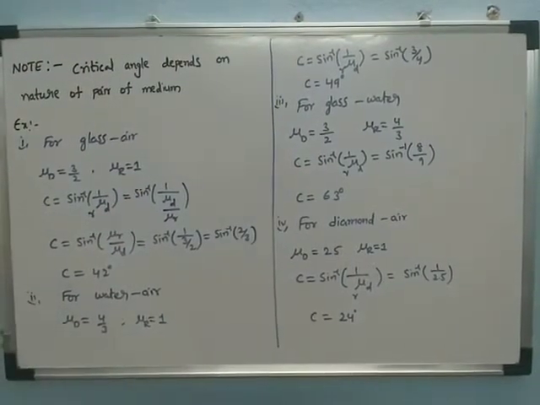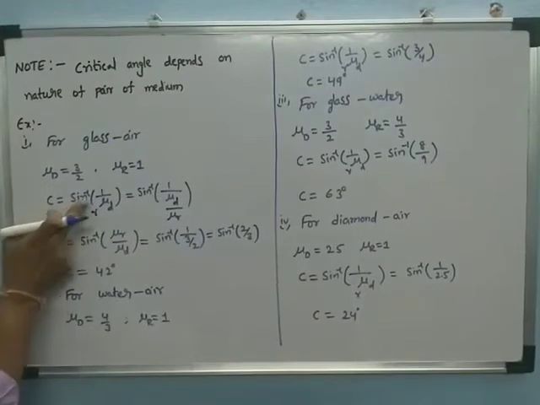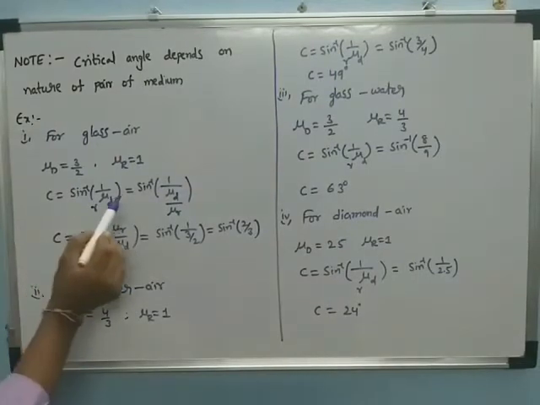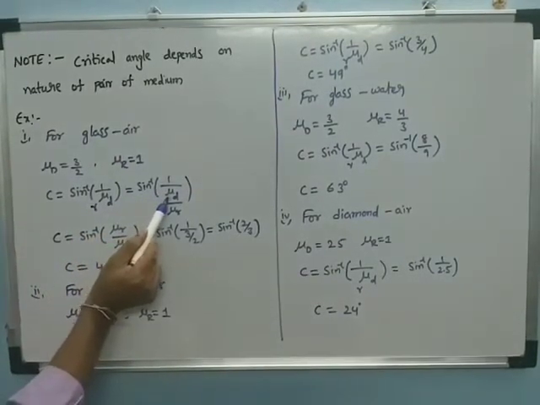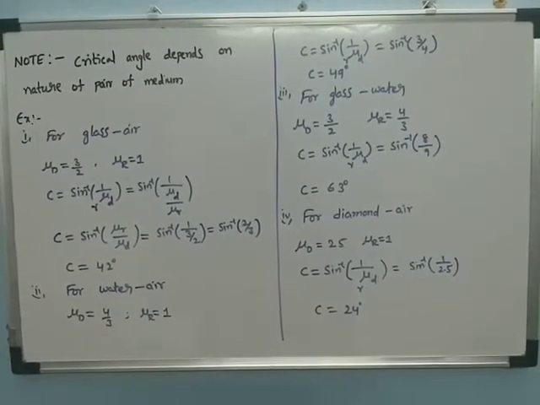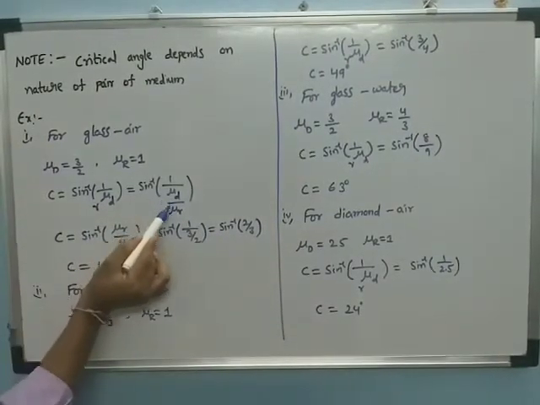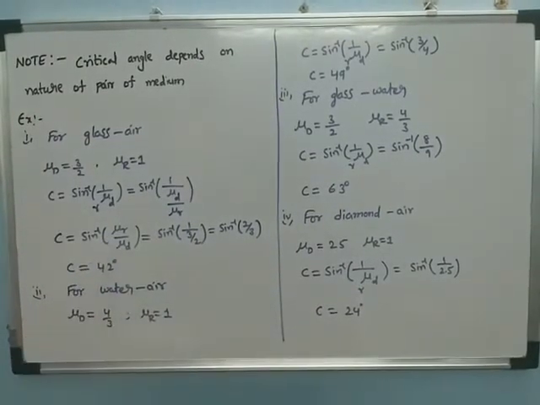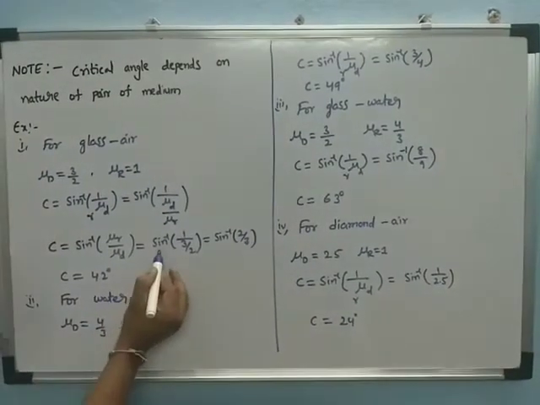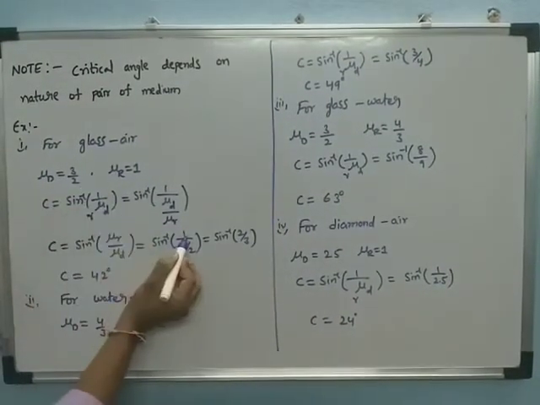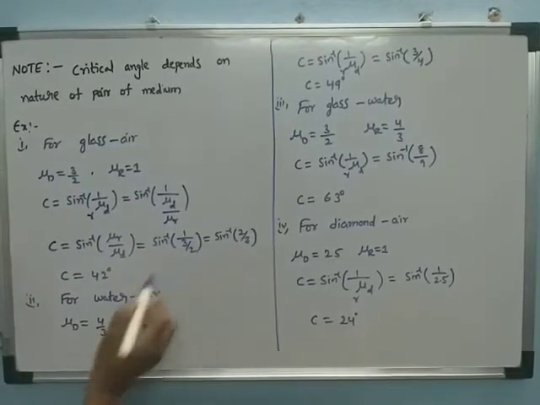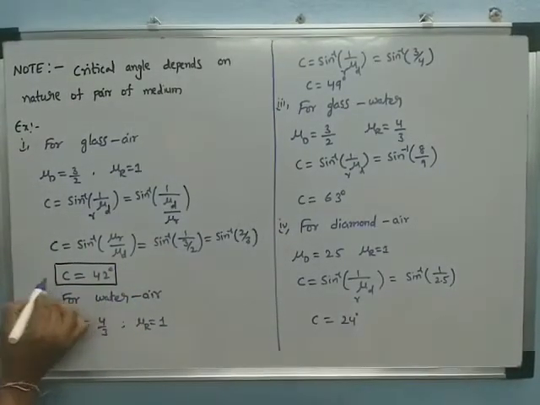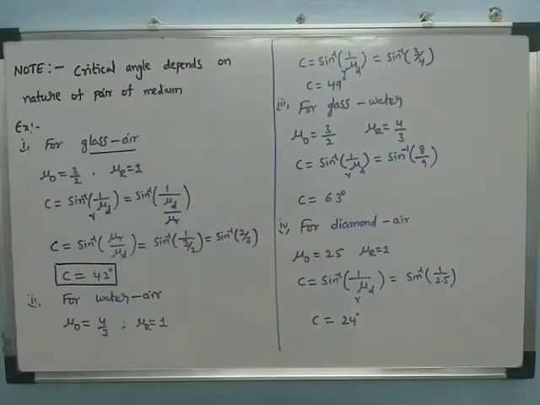Then for the critical angle, what is the formula? C is equal to sin inverse of 1 by nu. Here this is the denser medium with respect to the rarer medium, so we write sin inverse of the refractive index of the rarer medium by the refractive index of the denser medium. The refractive index of the rarer medium is 1 and the denser medium is 3 by 2. That is sin inverse of 2 by 3. The critical angle will be 42 degrees for the glass and air pair.